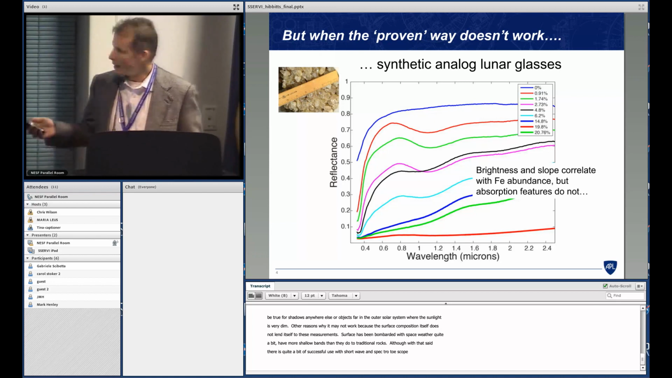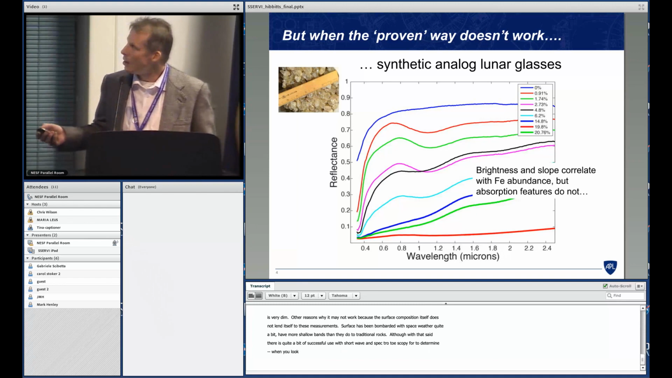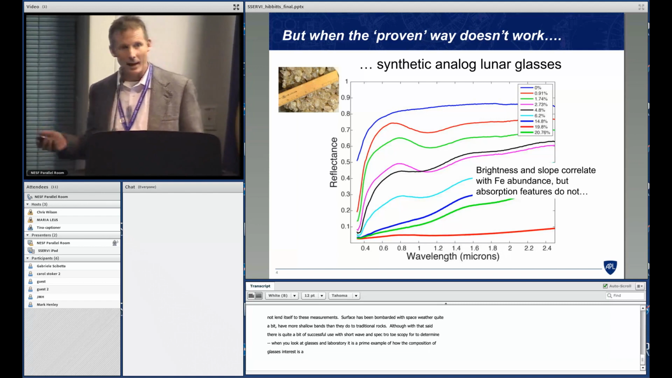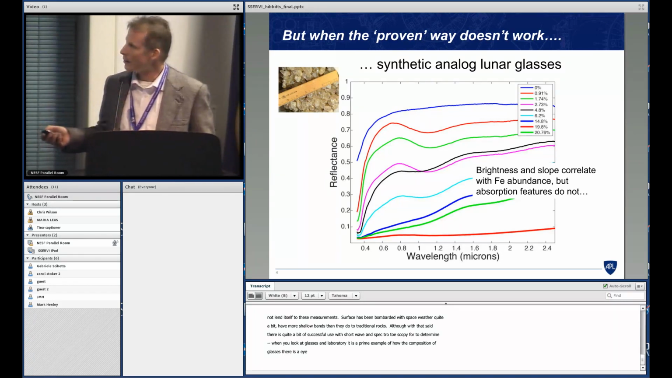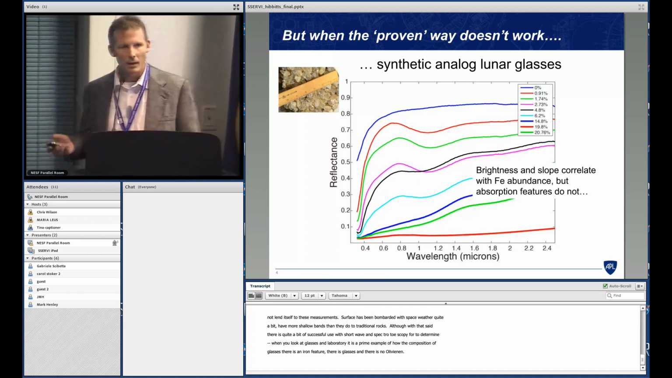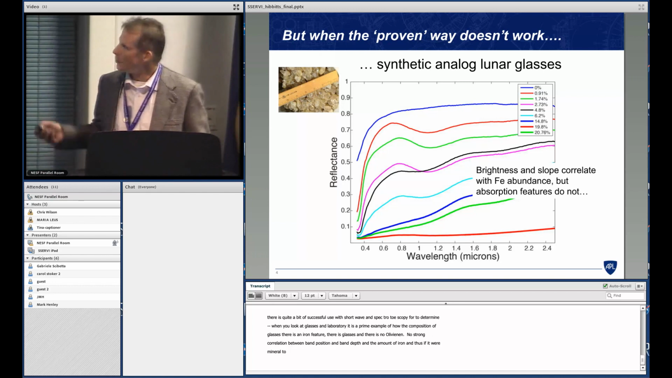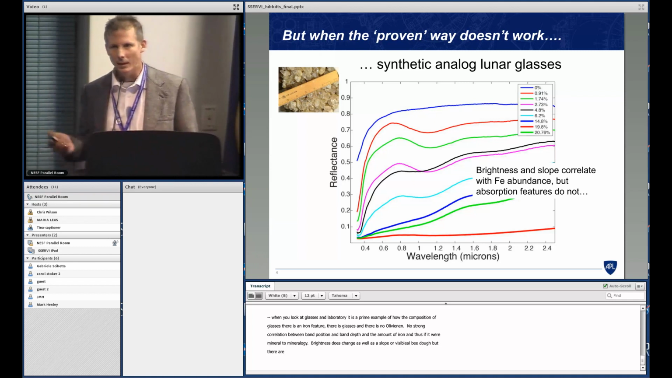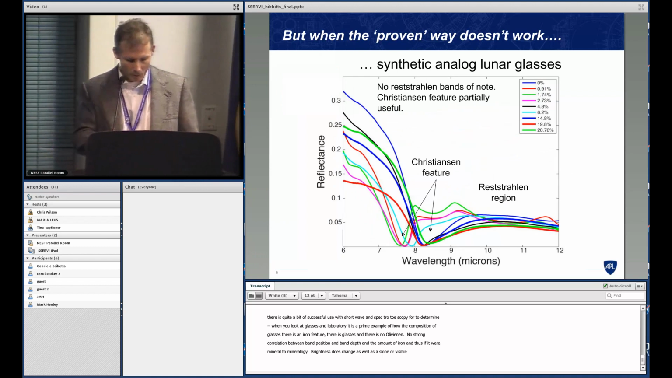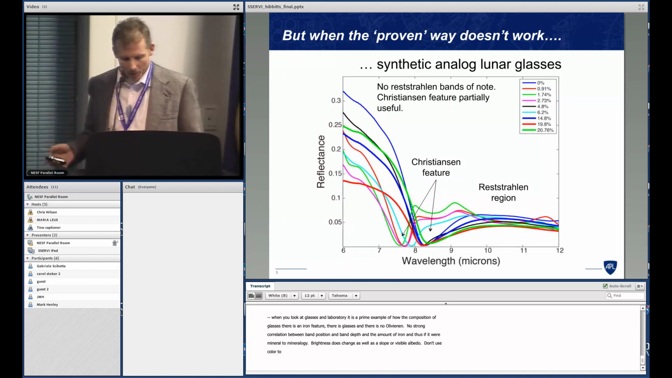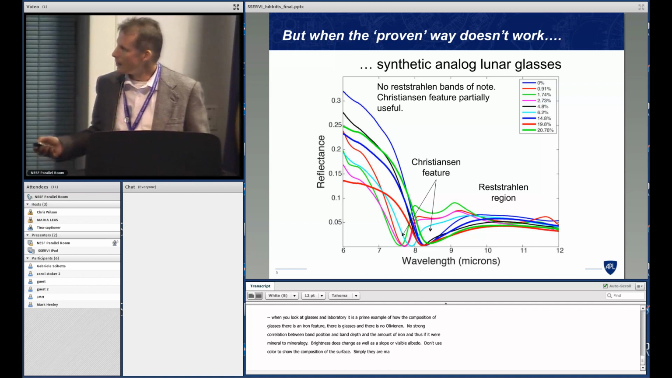However, when you look at glasses in the laboratory, it is a prime example of how, although these glasses show an iron feature consistent with olivine, these are actually glasses. There's no olivine in these materials. And the iron abundance varies greatly, as you can see, from 0 to 20%, with no strong correlation between the band position, band depth, and the amount of iron in there. And thus, if it were a mineral, the mineralogy, though it's a glass, so it's a composition. Brightness does change, as well as the slope or the visible albedo. But again, there are many space weathering processes that can fool you there, so don't use color to judge the composition of the surface.